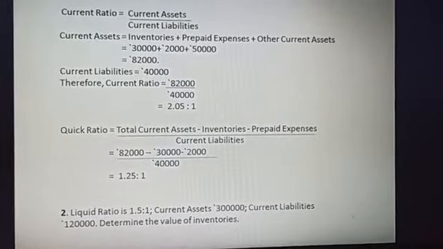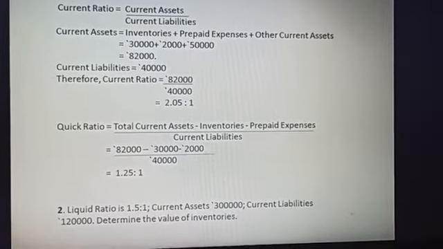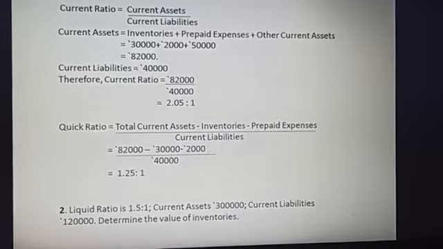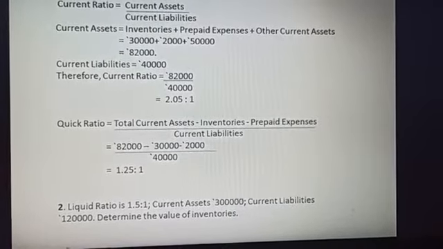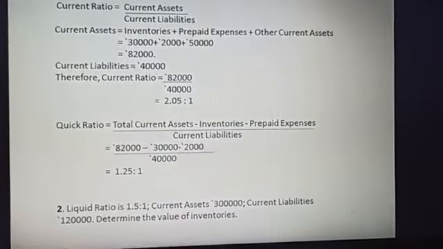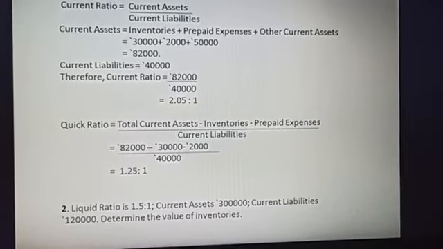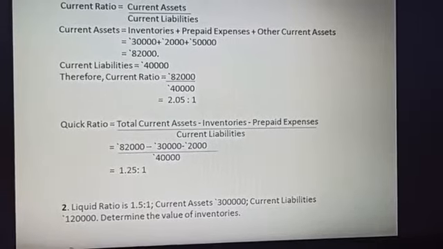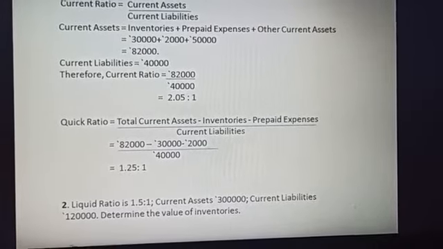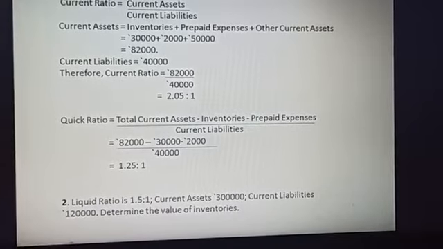Quick ratio, on the other hand, is total current assets minus inventories minus prepaid expenses divided by current liabilities. So 82,000 was the total current assets. From that, we will deduct inventories, that is 30,000, and prepaid expenses, that is 2,000, divided by again current liabilities 40,000, we get 1.25 is to 1.